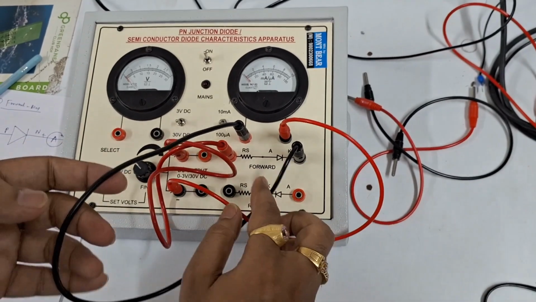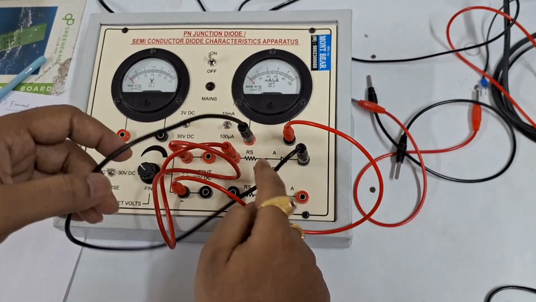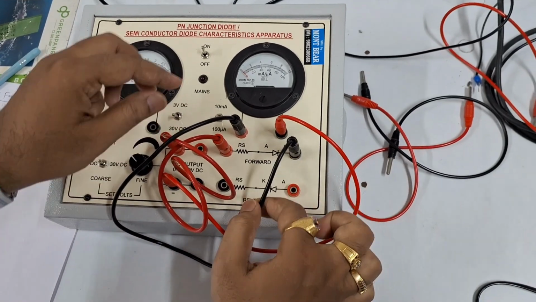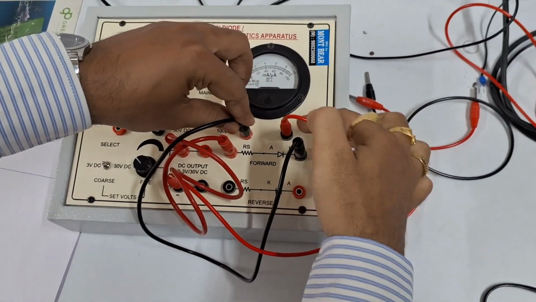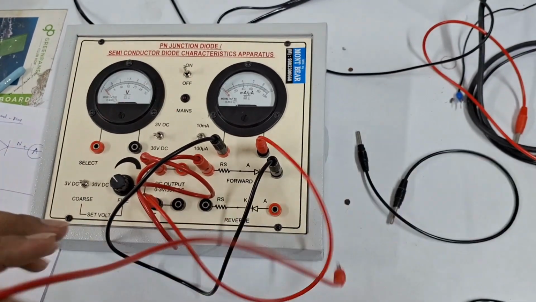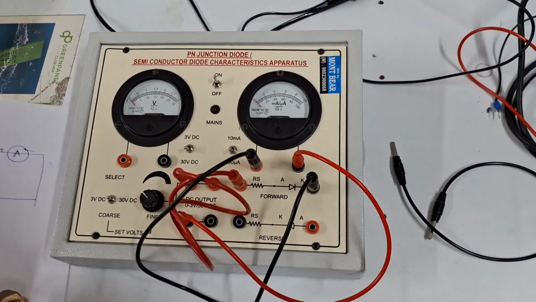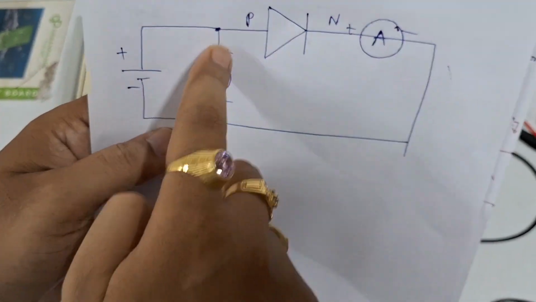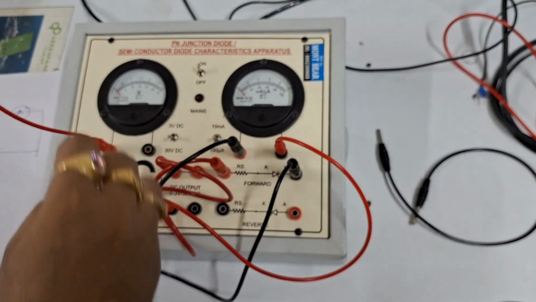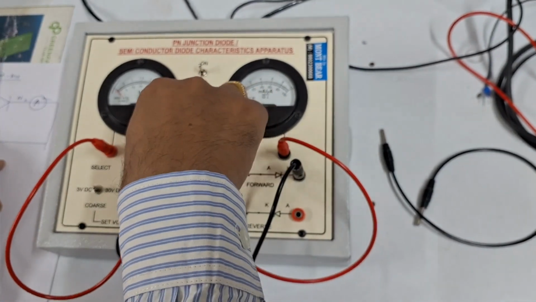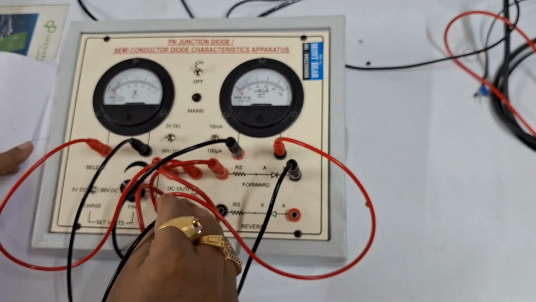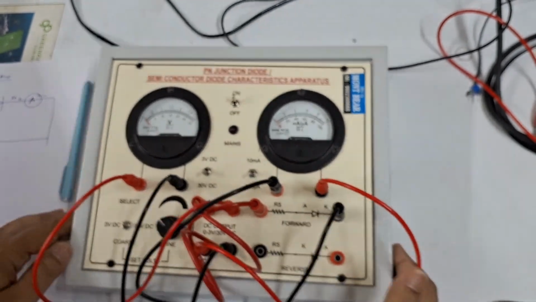Okay. Again, check it. P type I have connected to the positive terminal of this one, and N type I have connected to the ammeter, and the negative terminal of the ammeter I have connected to the negative terminal of the battery. Now in order to connect the voltmeter, I have to connect it over here in parallel across. So I connect voltmeter positive to positive, and voltmeter negative to negative. Now the circuit is completely done.